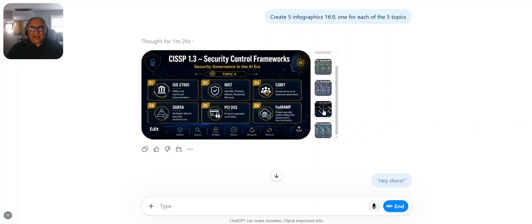Let's now move on to security control frameworks. For the CISSP, it's important to understand ISO 27001, NIST, COBIT, SABSA, PCI DSS, and FedRAMP. Could you please elaborate a little bit more and maybe give some real world examples of how these security frameworks fit into this whole picture?